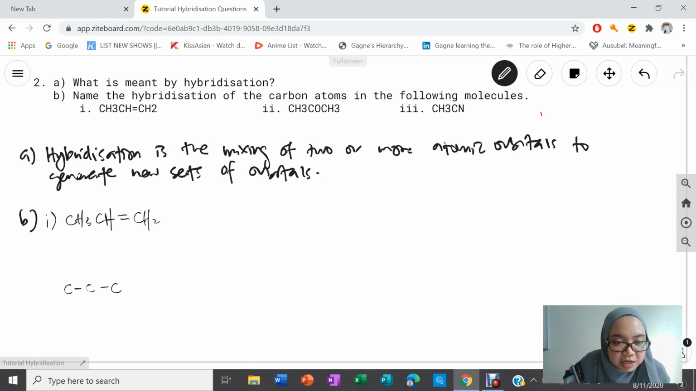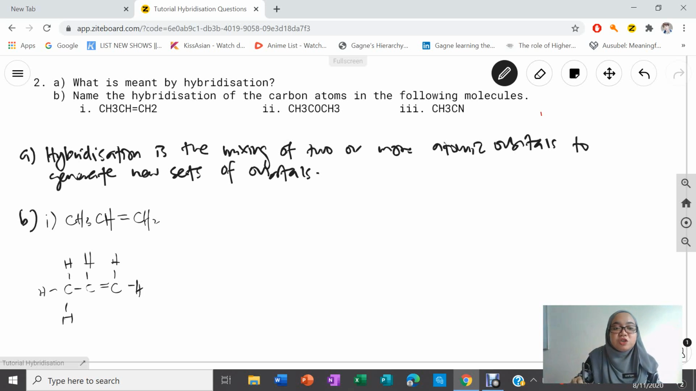This is the first C, second C and third C. Look at the first C, it has 3 H around it: 1, 2, 3. The second C has just 1 H, and the third C has 2 H. Then there is one double bond between the second and third carbon. Now let's check, are all of them 4? 1, 2, 3, 4, 1, 2, 3, 4, 1, 2, 3, 4. All of the carbons have 4 bonds.